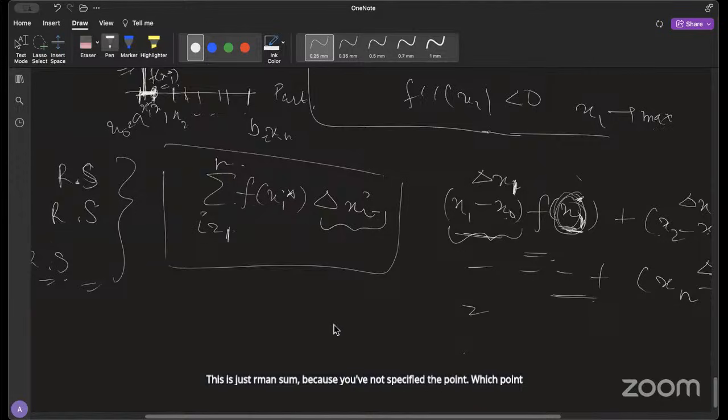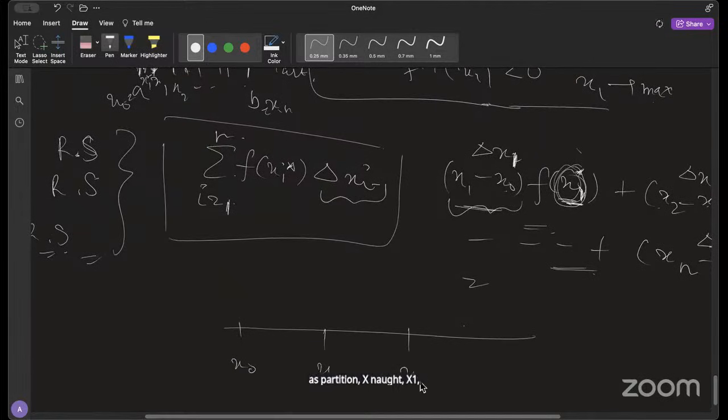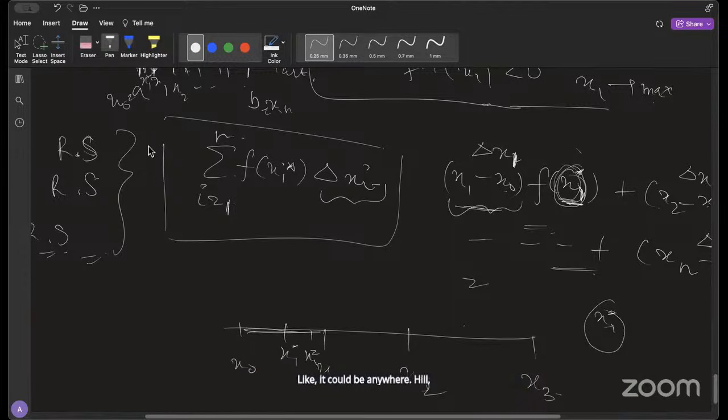Which point are you taking from this? If you have this as partition, x0, x1, x2, and x3, that's it. If this is your partition, then because you've not specified the point, when we say x1 star, we mean a general point in this interval. It could be anywhere. Here, could be anywhere.